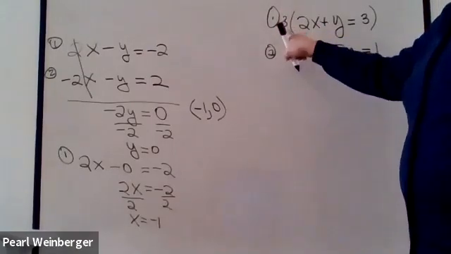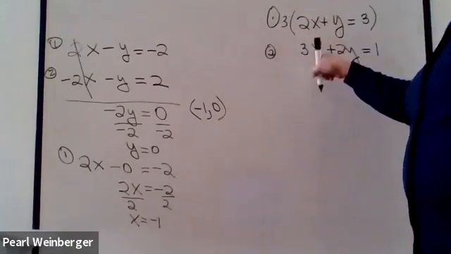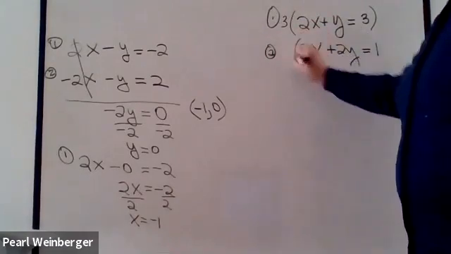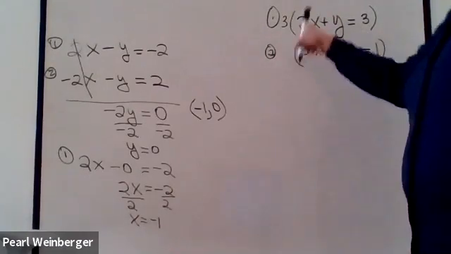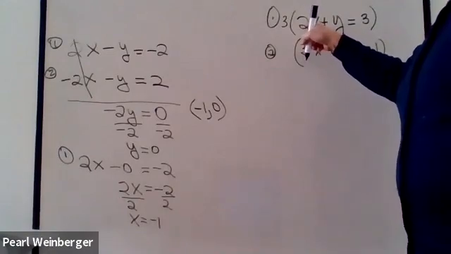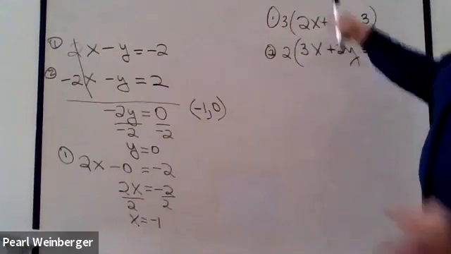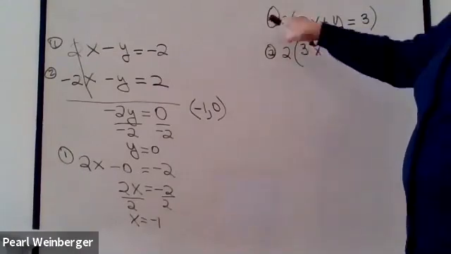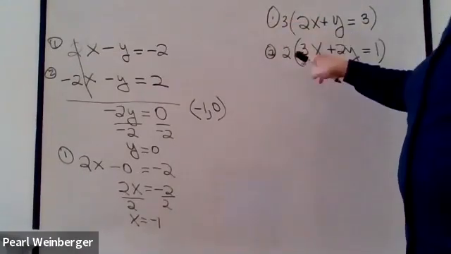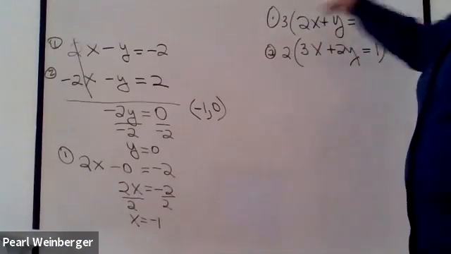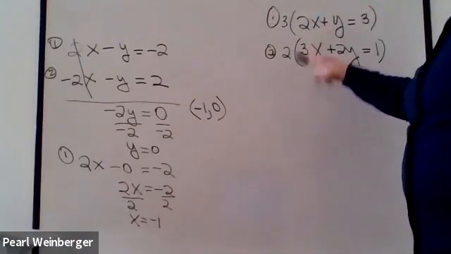Why am I multiplying by 3? Because I want to get rid of the x's. And the second equation, I multiply by the coefficient of the first equation. So I multiply them by their opposite numbers. That means I take the 3 and multiply the top by it because I'm looking at the x's.